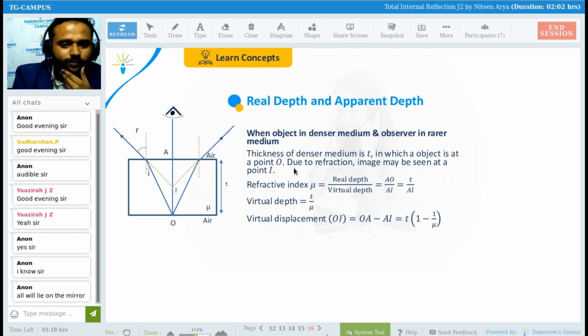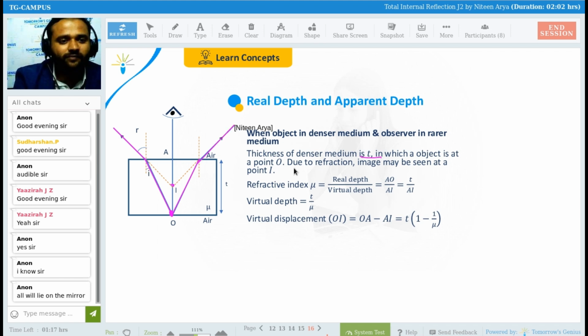So now this is the relation when an object is in a denser medium. Real depth and apparent depth give you the relation only when an object is in the denser medium. Obviously, if the object is in the rarer medium, that is not any particular problem. Suppose this is the thickness of a denser medium T, in which an object is at a particular position O. Due to the refraction, the image may be seen at a particular point I. From this diagram you can understand in great detail: the light ray is going in this way and it is going to be bent away. Clear? In the same sense, this light ray is going this way and it is also bent away.